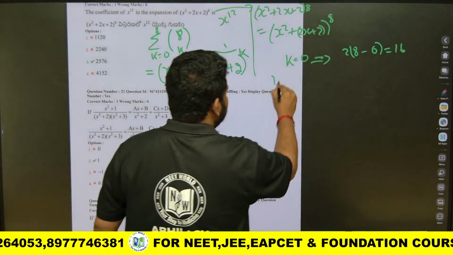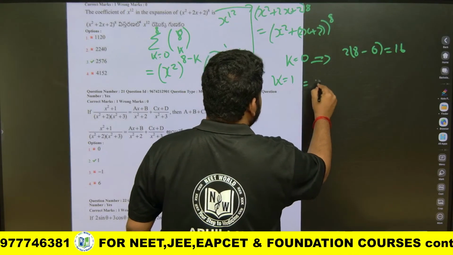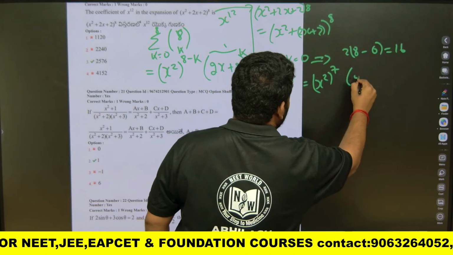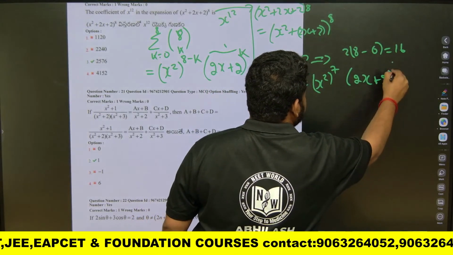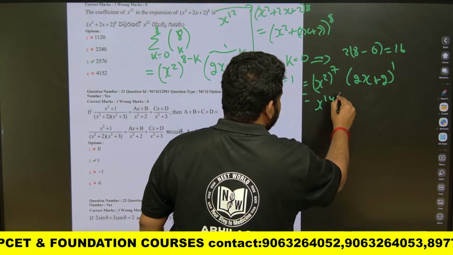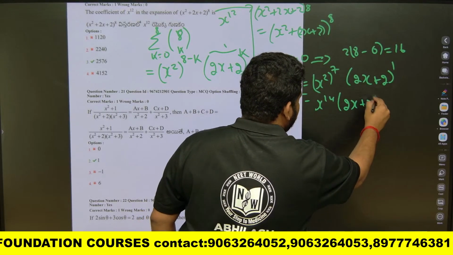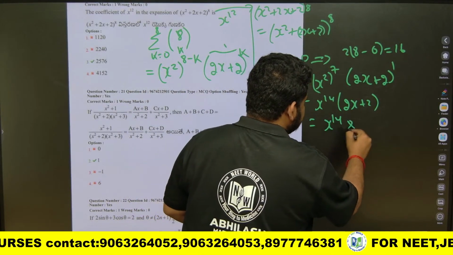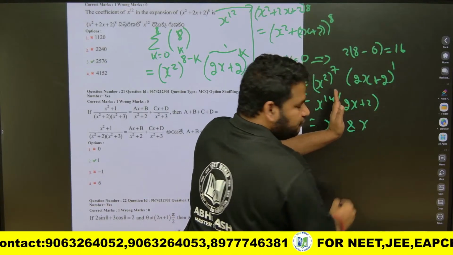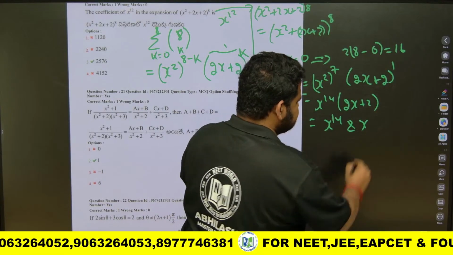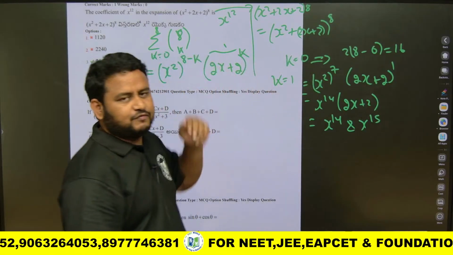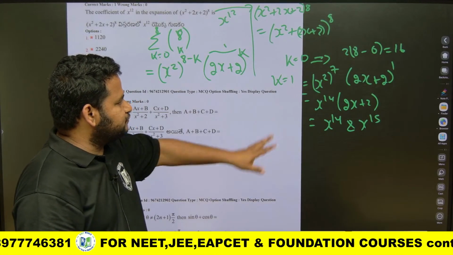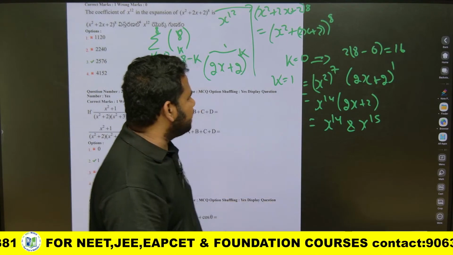Now if I put k is equal to 1, what will I get? x square to the power of 8 minus k, that is 7, times 2x plus 2 to the power of 1. This will be x to the power of 14, and with the 2x term, x to the power of 14 plus 1, this will be 15. I want x to the power of 12, and here I am not getting x to the power of 12. So this is of no use for me as of now.